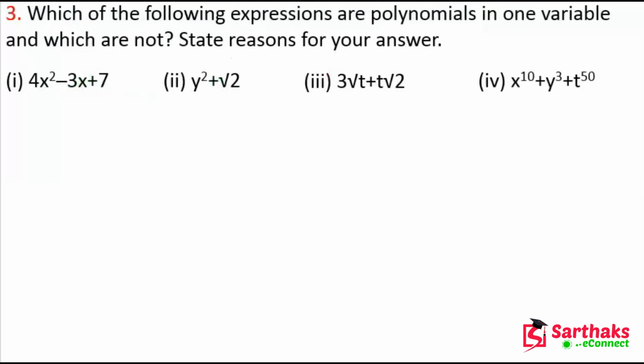Now the next question is, my dear friends, which of the following expressions are polynomials in one variable? We have to tell which of the following expressions are polynomials in one variable and which are not, and we have to state reasons for our answer. In question number 1, we have 4x square minus 3x plus 7.